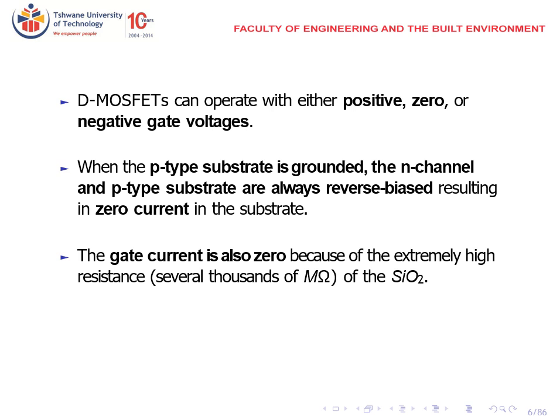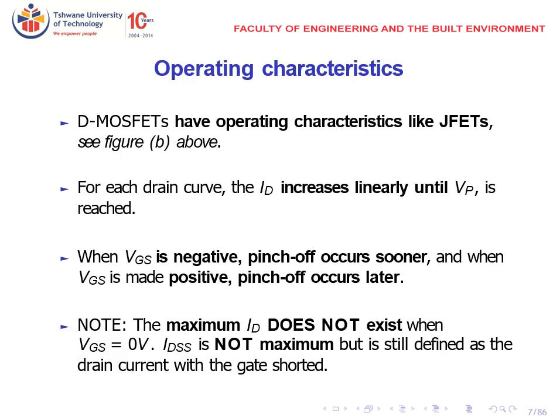When the P-type substrate is grounded, the N-channel and the P-type substrate are always reverse biased, resulting in 0 current in the substrate. The gate current is also 0 because of the extremely high resistance, several thousands of megaohms, of the silicon dioxide. Operating characteristics. The D MOSFET has operating characteristics like a JFET. See figure B on the previous slide.